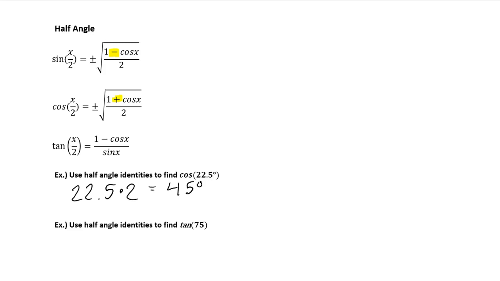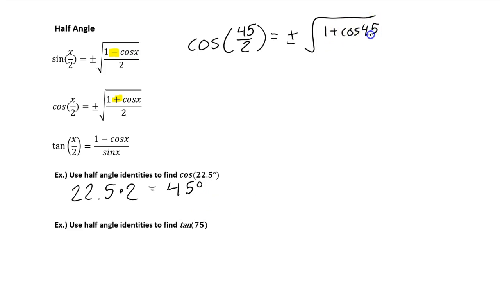And we know we're using cosine. So I'm going to plug this value in. I have cosine of 45 over 2. That's what got us to the 22.5. And we're going to continue to plug this in. So plus and minus the square root of 1 plus cosine of 45 all over 2.